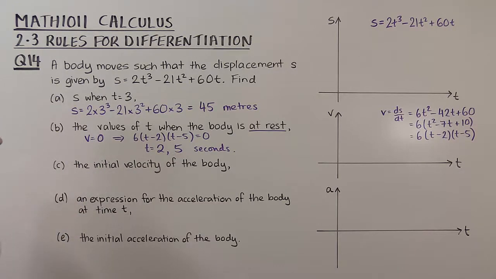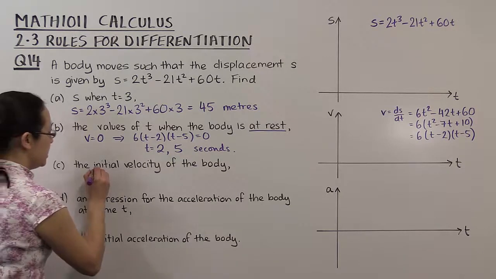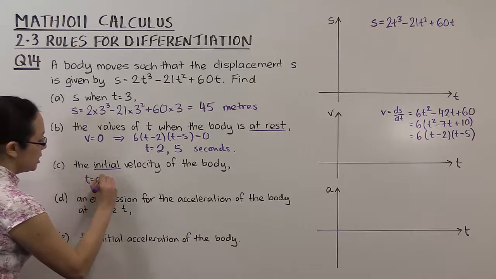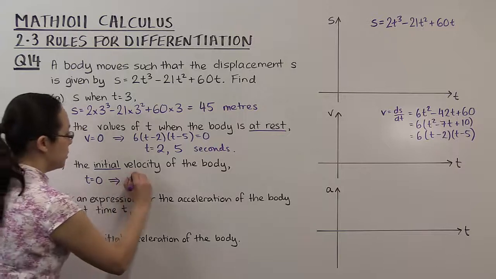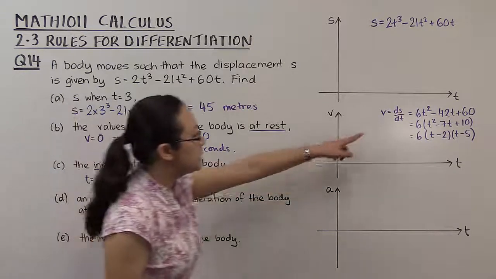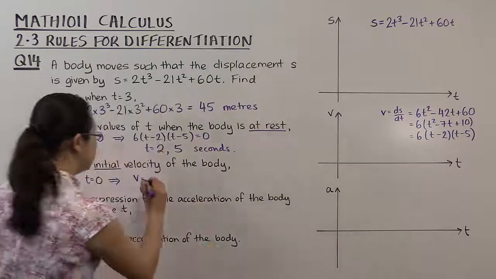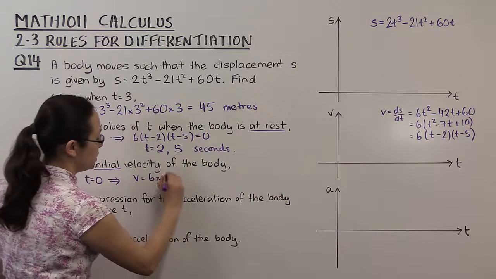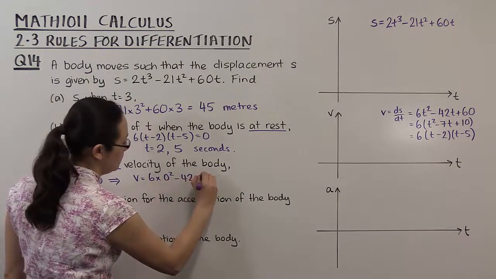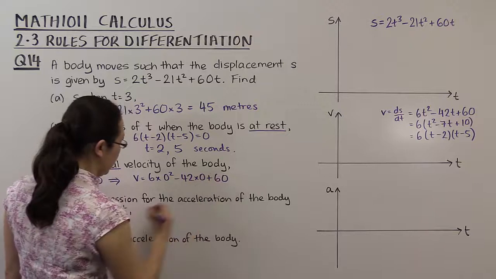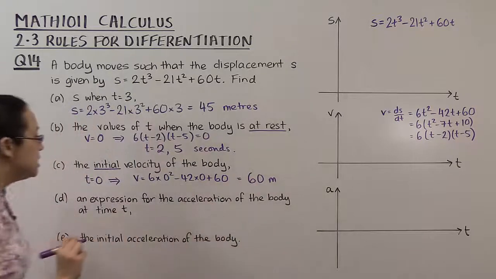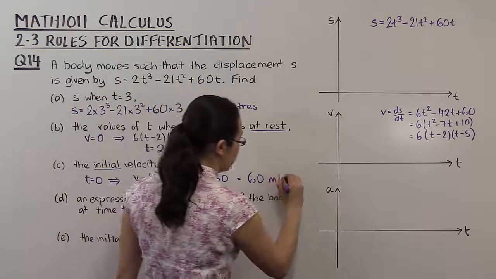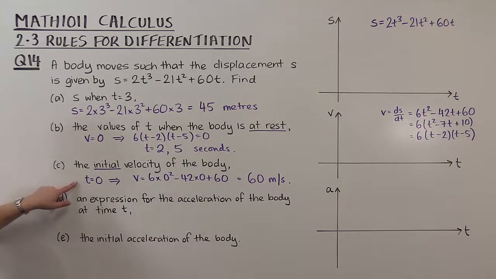Part C is asking us for the initial velocity of the body. The initial velocity, initially is t equals 0, right at the beginning at time equals 0. So when t equals 0, we have our velocity. Well, here's our expression for velocity. We can plug it into any of these. Possibly the easiest one is the first one, 6 lots of 0 squared minus 42 lots of 0. Well, all of that is 0, plus a 60 here. So we're talking 60. Now it's velocity, so that means we're talking 60 meters per second. So that's its initial velocity, and after 2 or 5 seconds, the body's at rest.